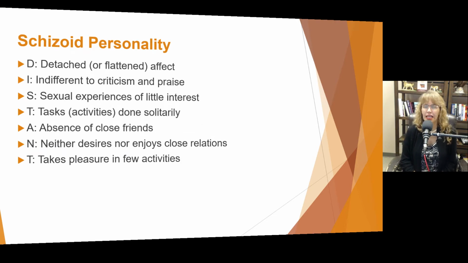Schizoid personality is characterized by the mnemonic distant. They tend to have a detached or flattened affect. They're indifferent to criticism and praise. Sexual experiences are of little interest. Tasks are often done solitarily. There is an absence of close friends. They neither desire nor enjoy close relationships, and they take pleasure in very few activities.